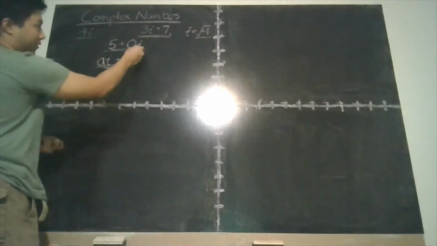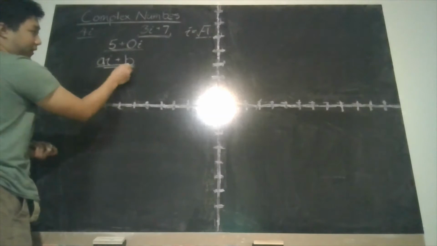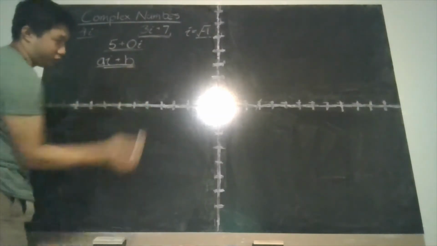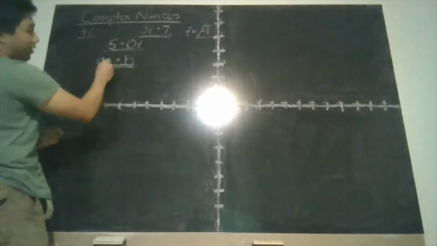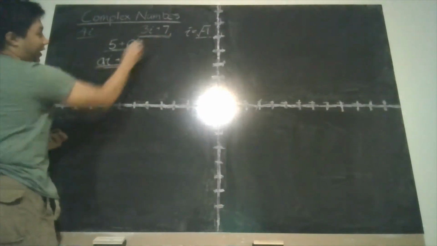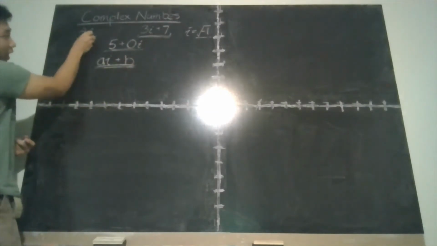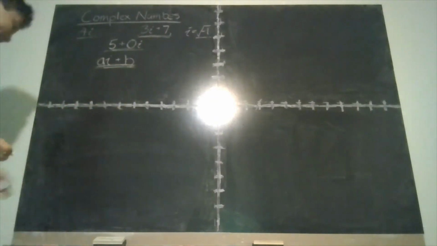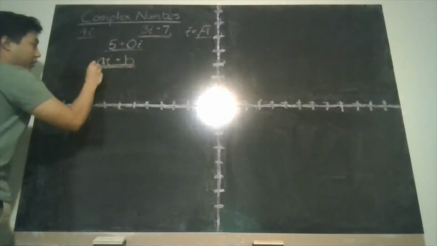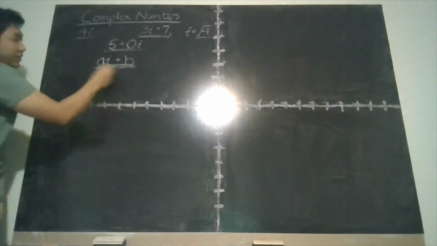So as you see here, this is 0i, so 0 is a, plus 5 is b. This just equals 5, which is a real number, but it can be expressed as a complex number. Similarly, here, 3 is a, and 7 is b. And here, 4i is just 4 is a, and 0 is b. So, now that we know how complex numbers are expressed, we know that this is the simplest form of a complex number. This is the furthest you can go.